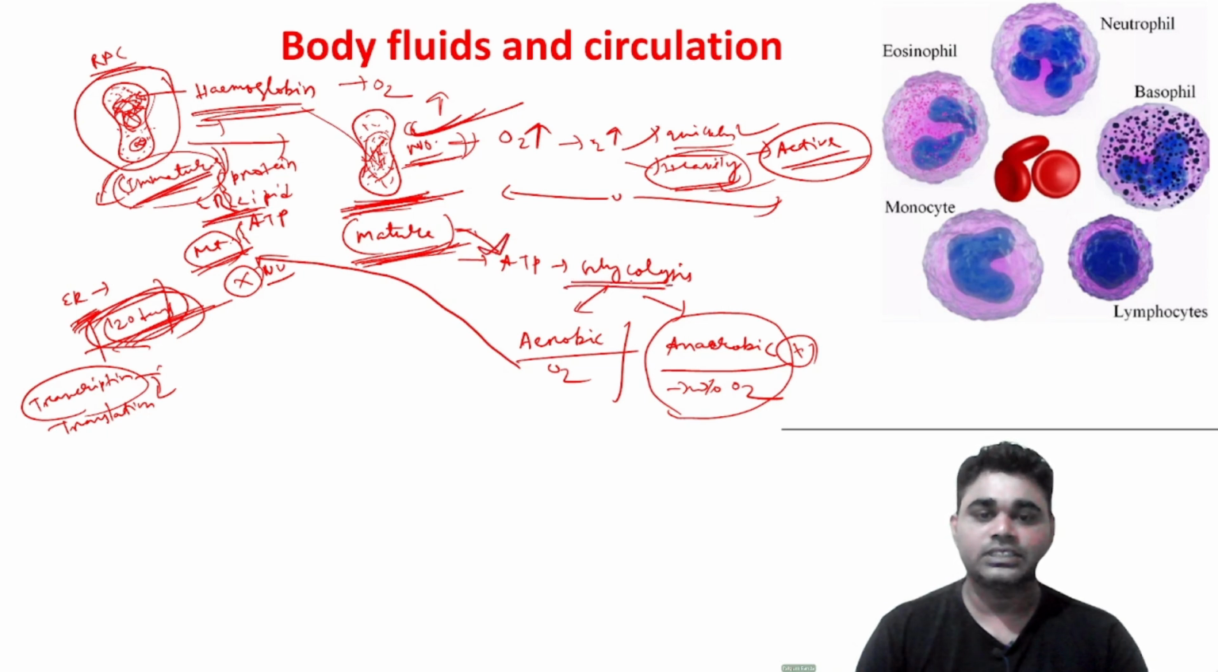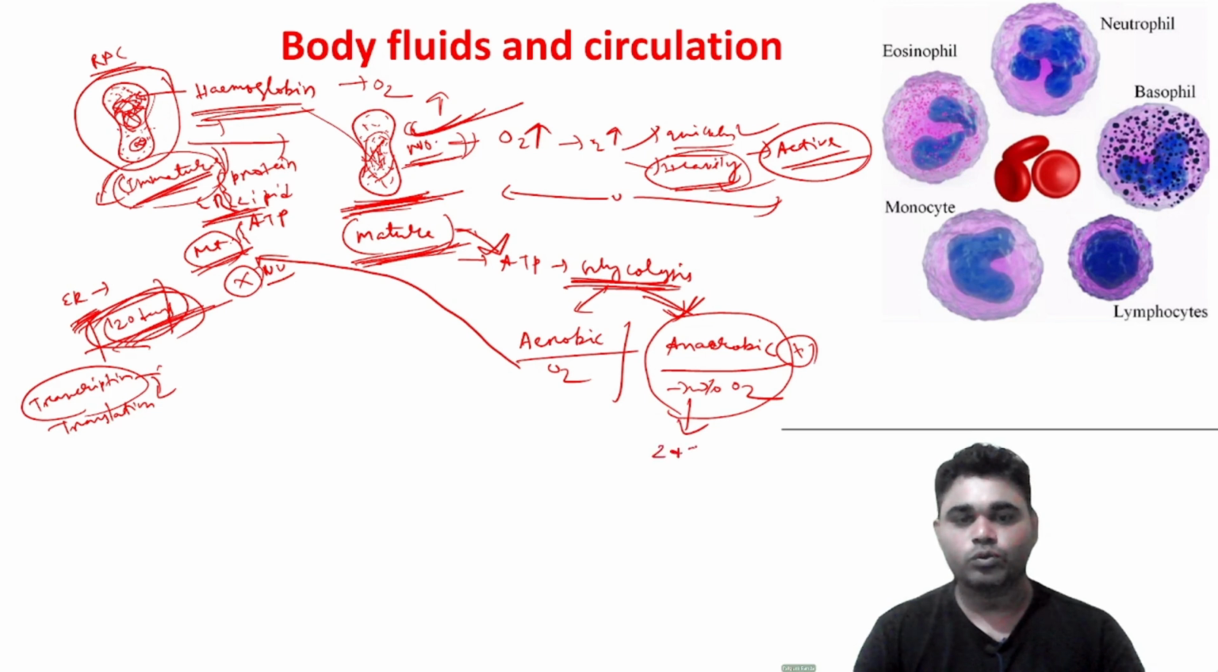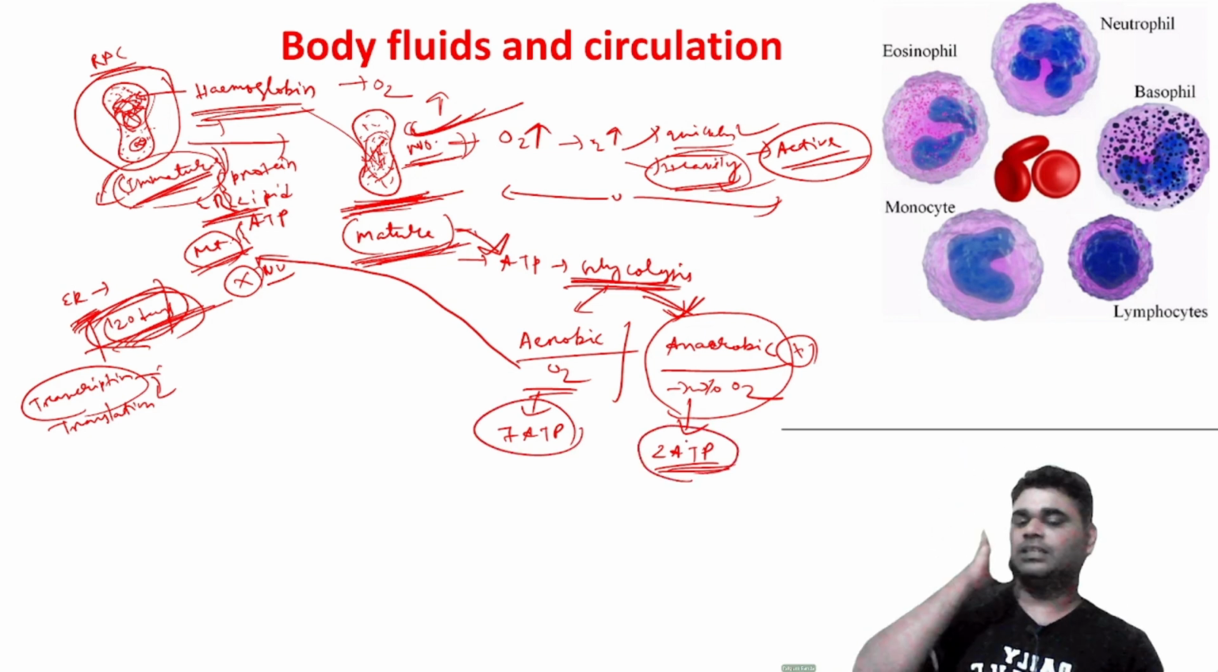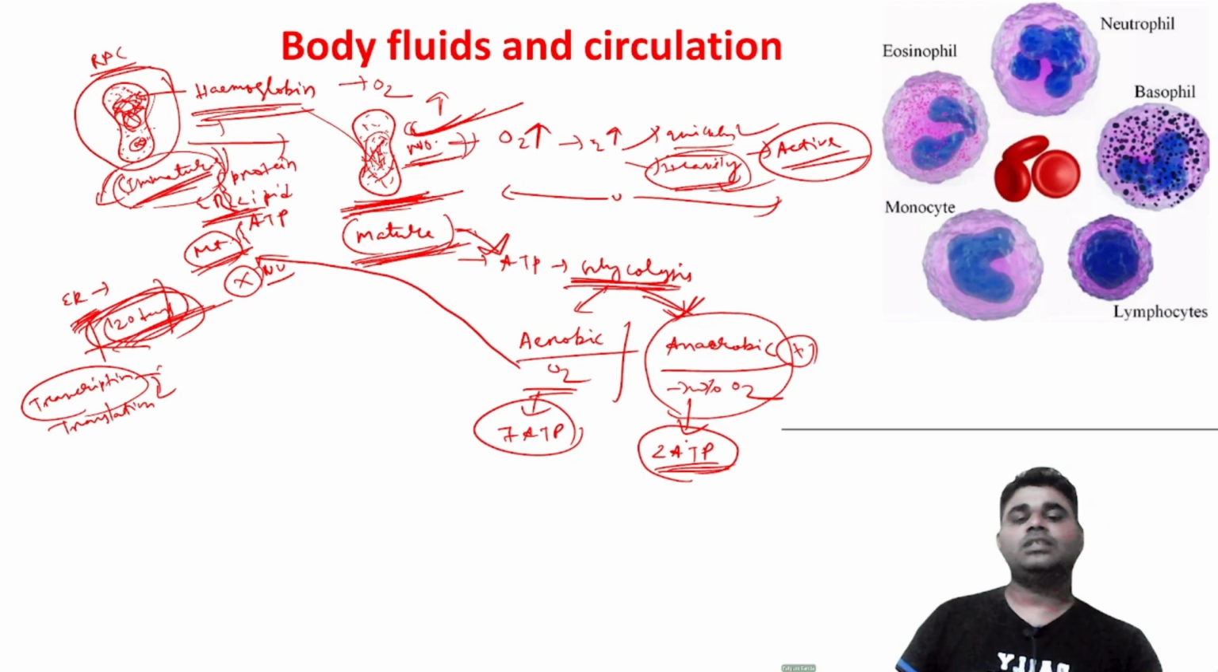That is why the RBC forms ATP by glycolysis, but that glycolysis is the anaerobic one, and through the anaerobic one it forms 2 ATP from the glucose, but in the aerobic it actually forms 7 ATP. Of course, much less ATP is formed by the anaerobic, but it does not involve any mitochondria. So, the mature RBC gets the ATP from anaerobic glycolysis, and that is why it does not need any mitochondria. So, the mitochondria, endoplasmic reticulum and the nucleus are absent in the RBC.